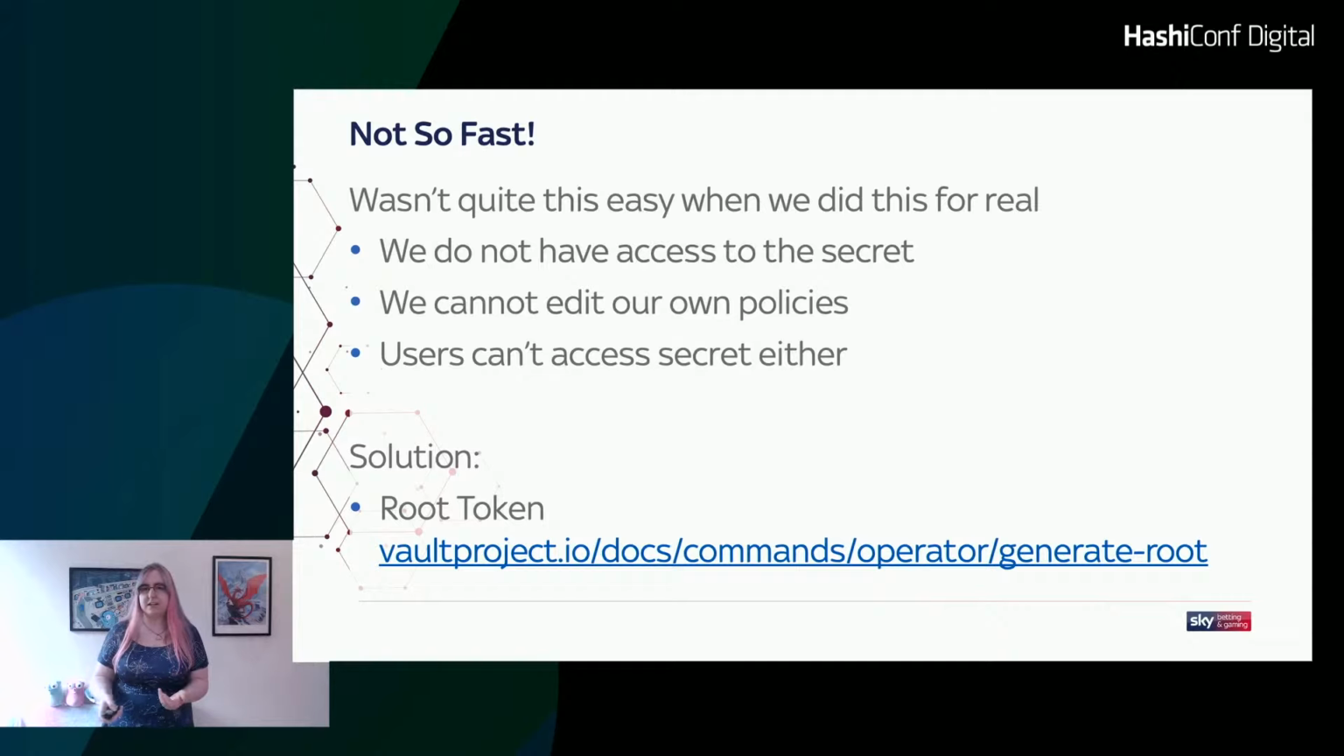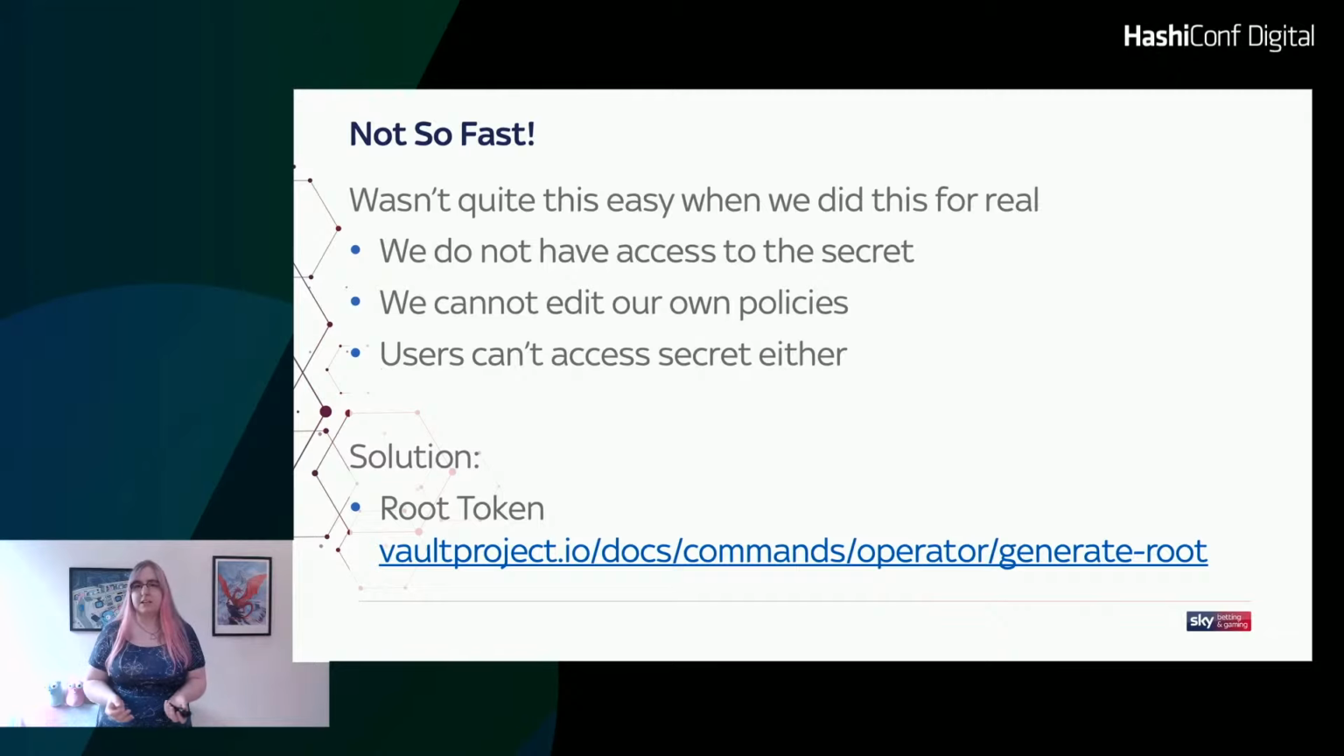So all changes to policies and auth methods, etc., those all have to go through Terraform. And we can't really point Terraform at this temporary vault for the same reason that the users who can access this secret can't access it either, which is time pressures. We don't have enough time for that. So to work around this, we decided we were going to generate a root token.